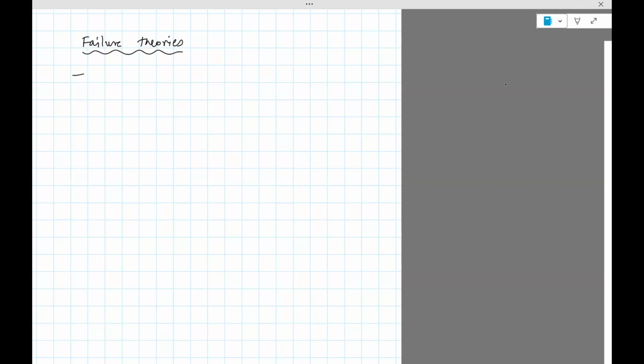Okay, so there are two questions we're interested in. One is why materials fail, and I think we've answered this question to an extent previously. And then how can we predict failure? And of course, if you can predict failure, then the next point is to use this prediction to design a material so that we are never close to that failure point.